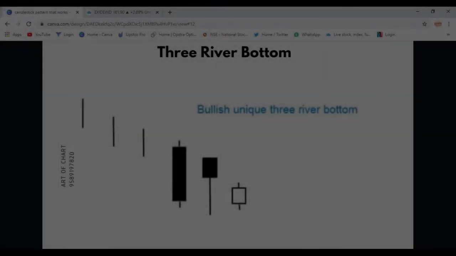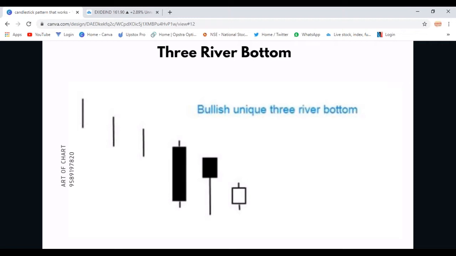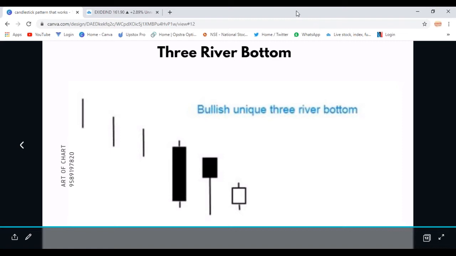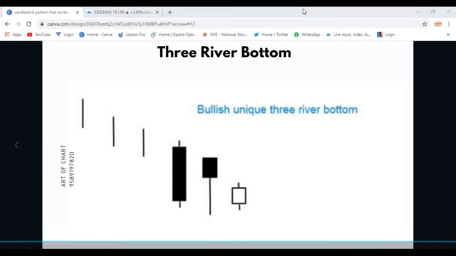One more candlestick pattern which I have to talk about is known as the three river bottom pattern. Now the issue with this pattern is that it is one of the rare patterns, what I would say. It generally doesn't occur very frequently, but whenever it appears, there are high chances that the market is going to move on the upside.